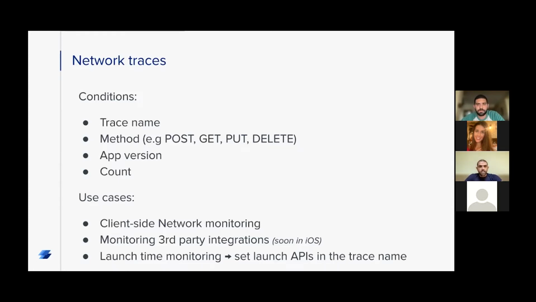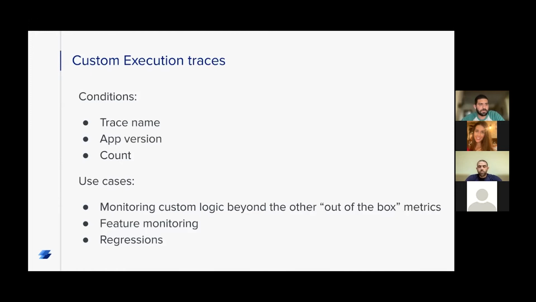Perfect. So the third APM metric you can get alerted for is custom execution traces, and the conditions you can set here are the trace name, and this is the name you give the execution trace while creating it in your code, and the app version and the count.